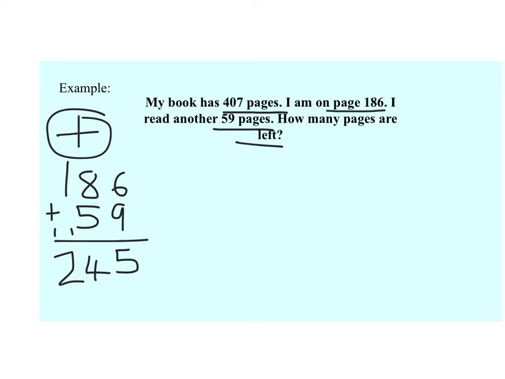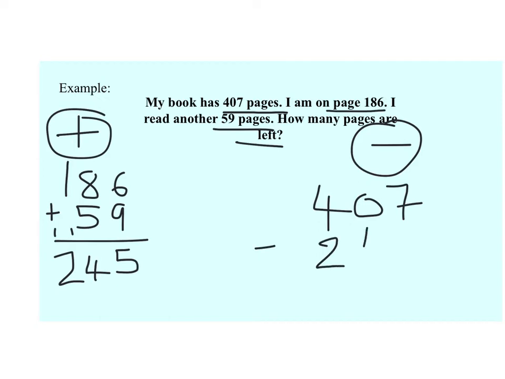Now that doesn't tell me how many pages are left in the book. It tells me how many pages I have read, but not how many pages are left. So I know there was 407 pages in total, and I have read 245 of those pages. So what I now need to do is a subtraction sum and do 407, because that's how many there are in total, take away the 245 I have read.